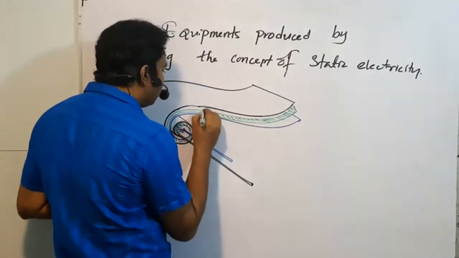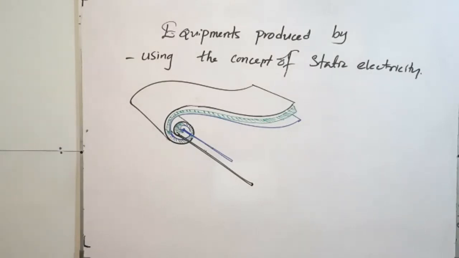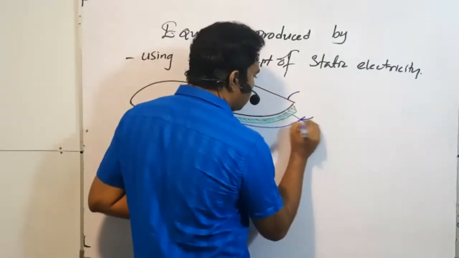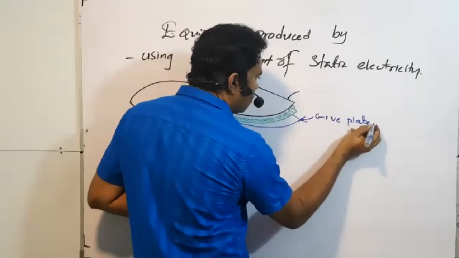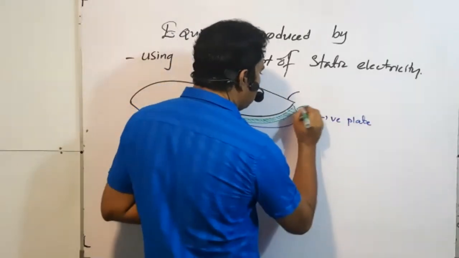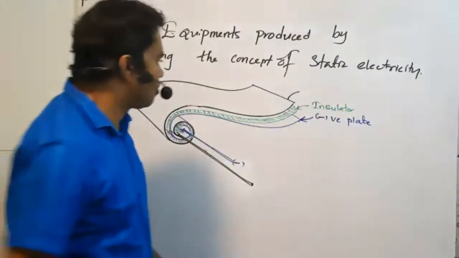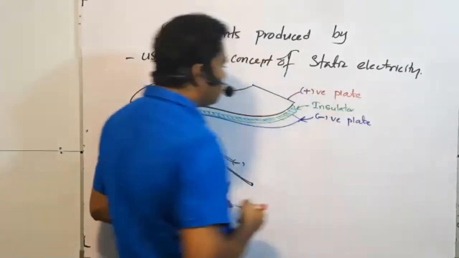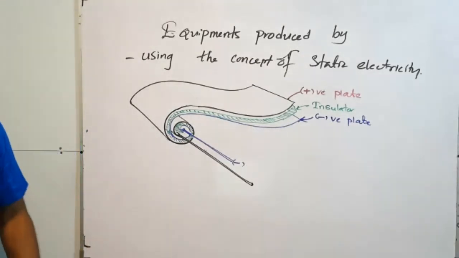That's the insulator layer. Maybe rubber, polythene paper, oil, air. So that's insulator. Positive plate. Okay, so this is the way of making a capacitor.